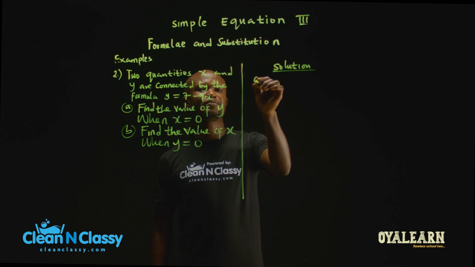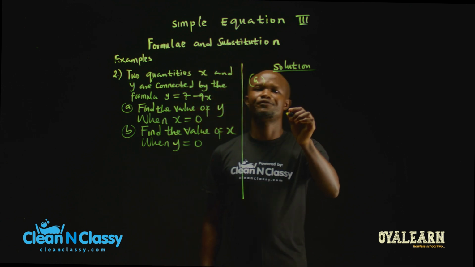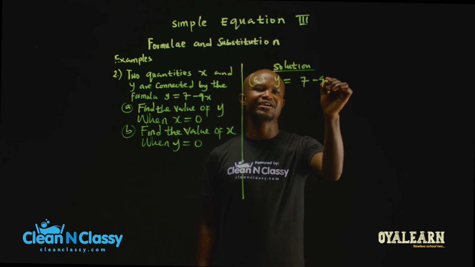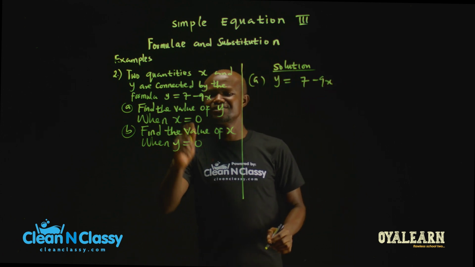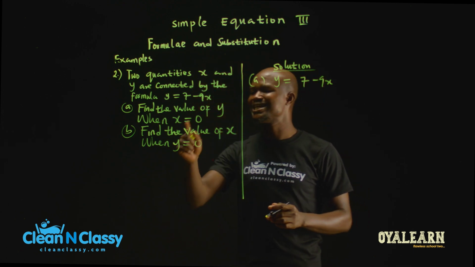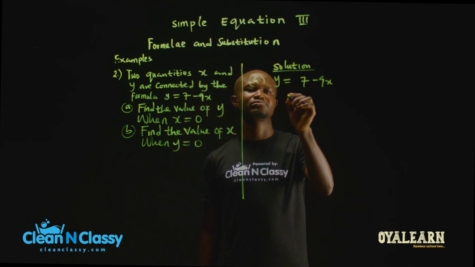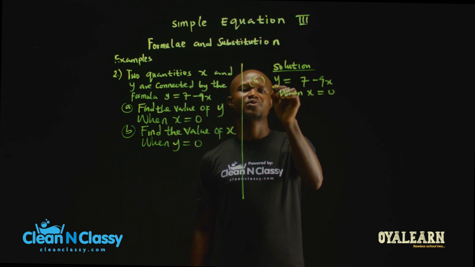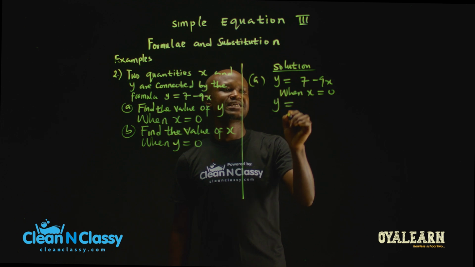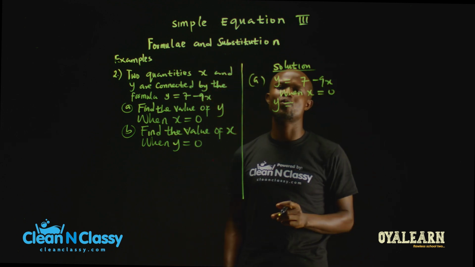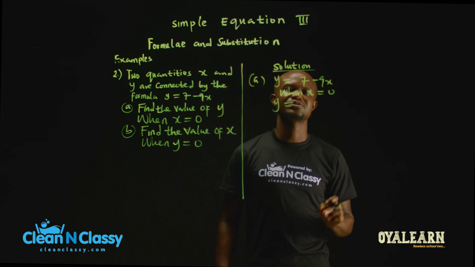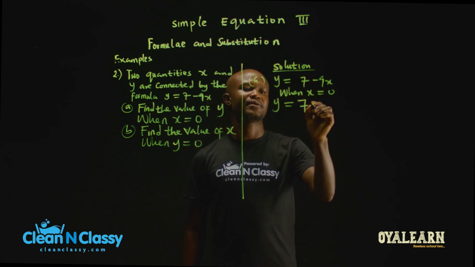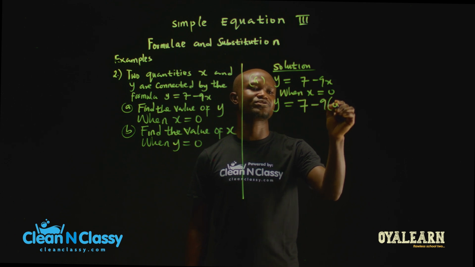Now the first part of the problem: the formula y equals 7 minus 9x. Find the value of y when x equals 0. So when x equals 0, y equals what? It means anywhere we see x here, we substitute x as 0. 7 minus 9 into 0.